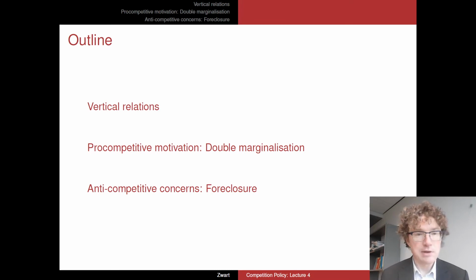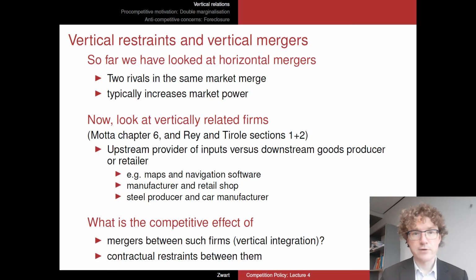What we'll look into, I'll first give an introduction briefly, and then we'll go to some pro-competitive motivations for having certain contractual clauses in the contracts between vertical partners in a supply chain. Particularly have a look at double marginalization. And then the larger part, I guess, of this lecture will be on anti-competitive concerns, in particular about something which will be called foreclosure.